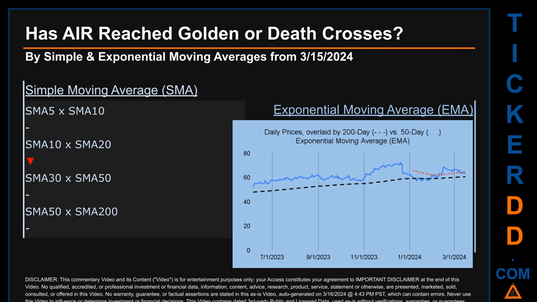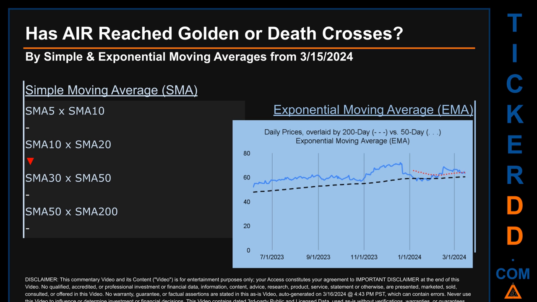Has AIR price reached golden or death crosses? Golden cross and death cross are basic signals that compare average prices across two specified trade day ranges, a short-term versus a long-term range. For example, 5-day versus 10 trade days. Essentially, a golden cross is a bullish signal. It appears when a ticker's short-term moving average crosses above its long-term average. Vice versa, a death cross is a bearish signal when the short-term crosses below its long-term moving average.